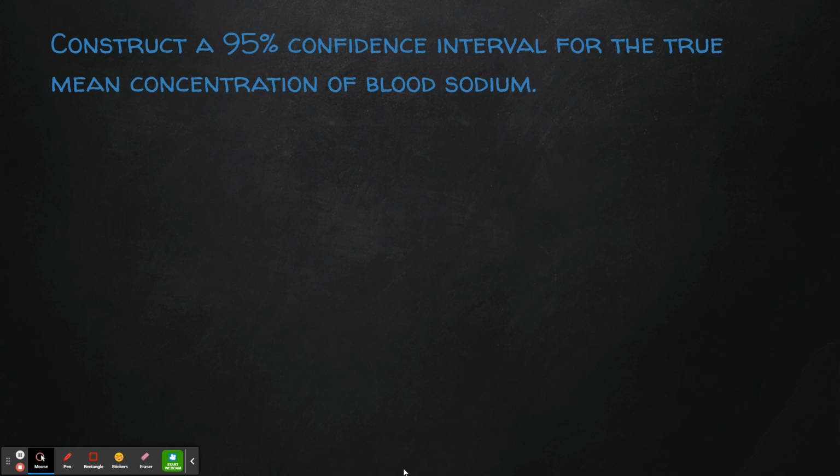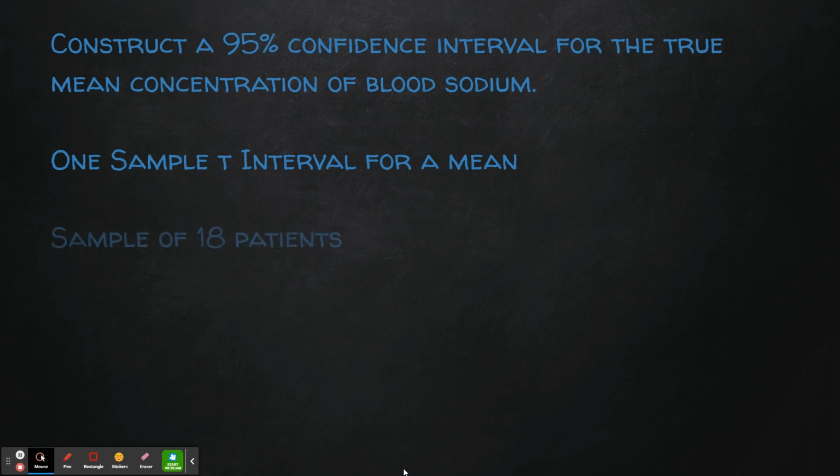We're going to start out by making our statement here that we're going to construct the 95% confidence interval for the true mean concentration of blood sodium. This is a one sample t-interval for a mean. It was a sample of 18 patients. Now, they didn't say it was a random sample, so I'm not saying random sample here. I'm just saying that we had 18 patients.